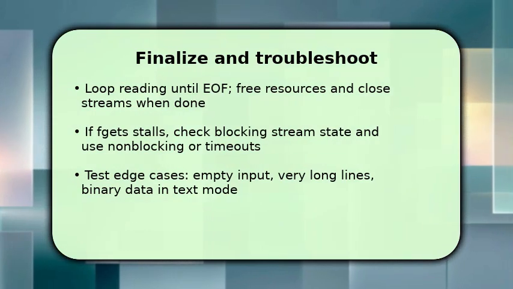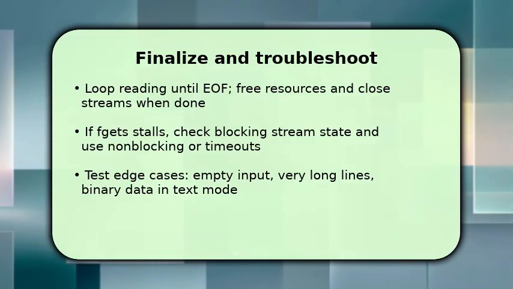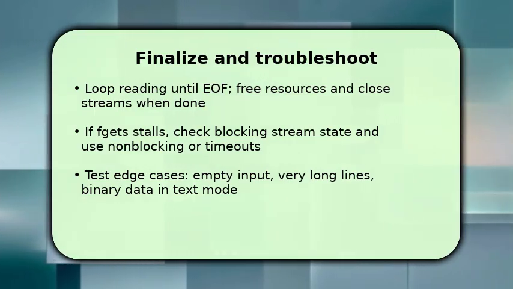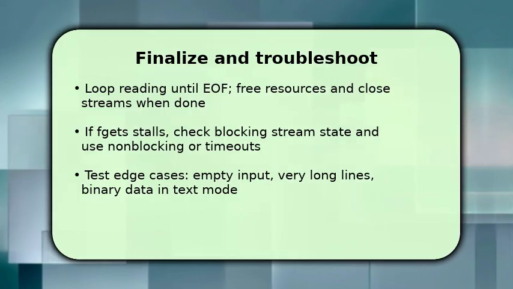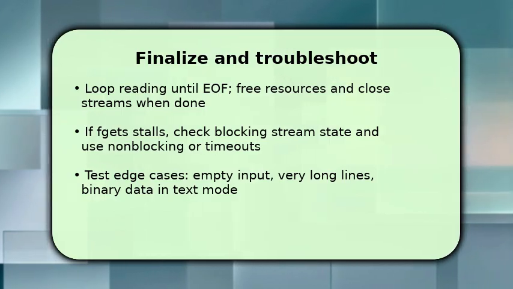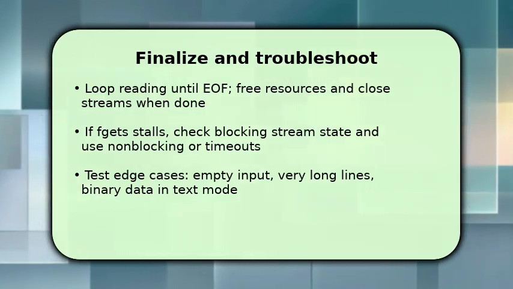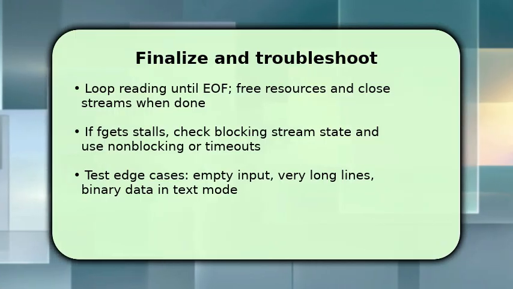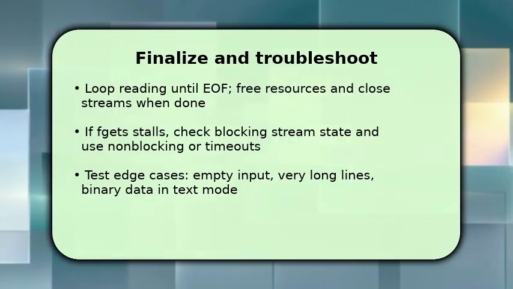Finally, you close the loop and clean up. Read in a loop until fgets returns NULL while processing each sanitized line, then close files and free memory. Predictable shutdown prevents leaks. If fgets appears to hang, make sure the stream is not blocking or that another thread holds input. Consider non-blocking I/O or select/poll.